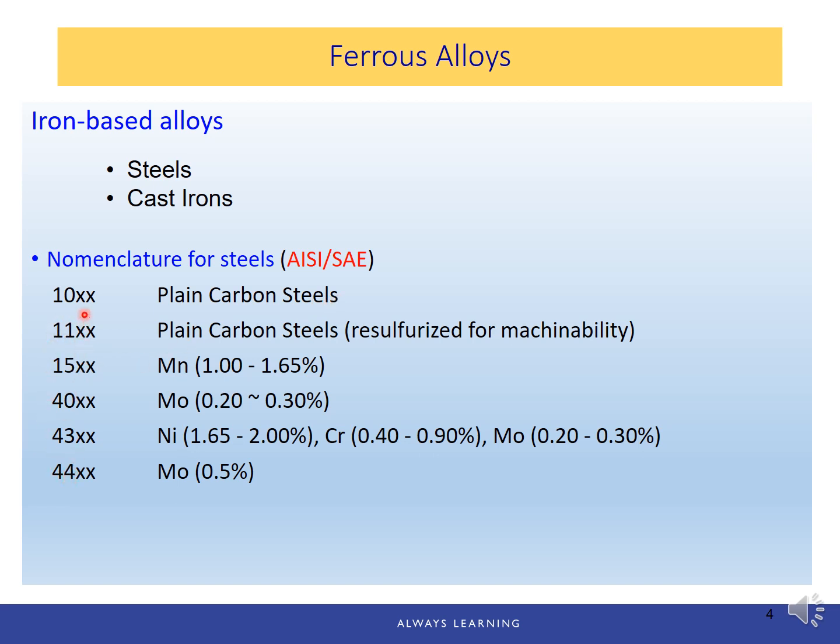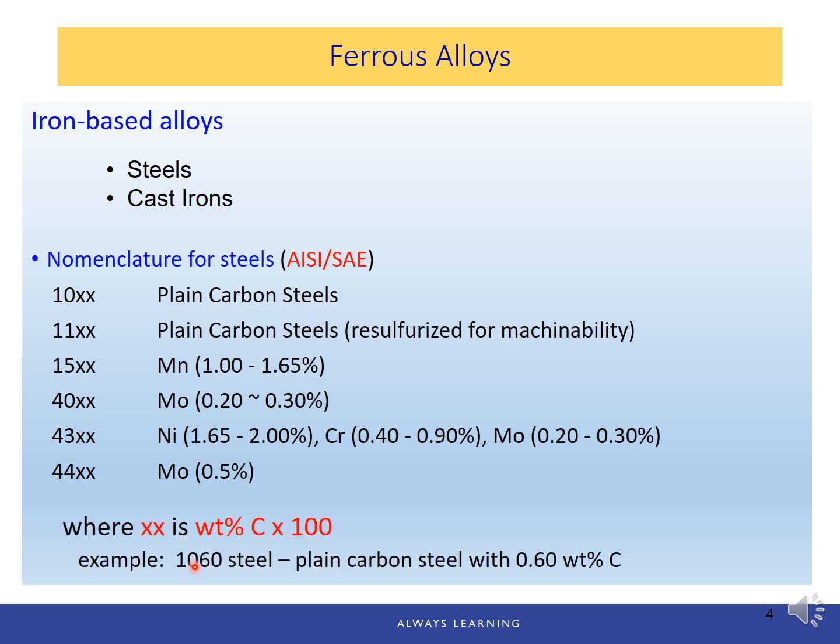There are other examples. And the last two digits again indicate the weight% carbon multiplied by 100. For example, if we have 1060 steel, 10 means it's a plain carbon steel. 60 is the weight% of carbon multiplied by 100. Therefore, 1060 steel is a plain carbon steel with 0.6 weight% of carbon.